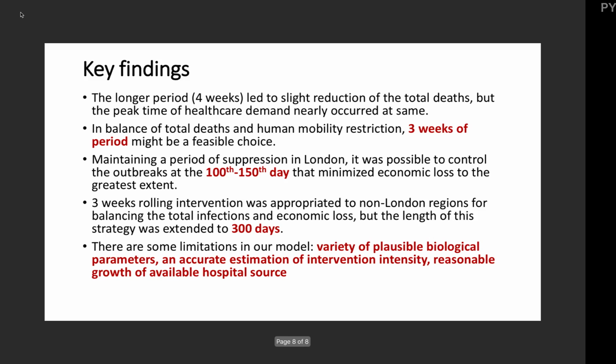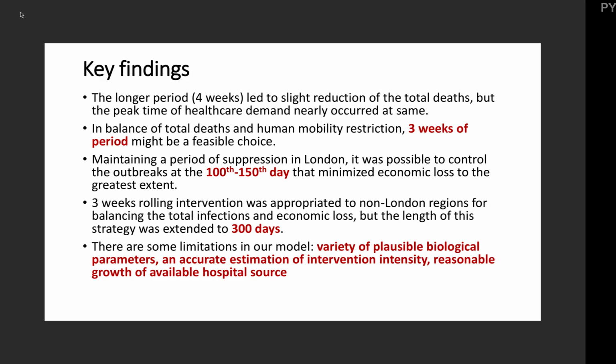So to summarize our key findings, a longer period, like 4 weeks, leads to a slight reduction of the total deaths, but the peak time of the healthcare demand nearly occurred at the same time. In balance of total deaths and the human mobility restriction, a 3 weeks period might be a feasible choice.